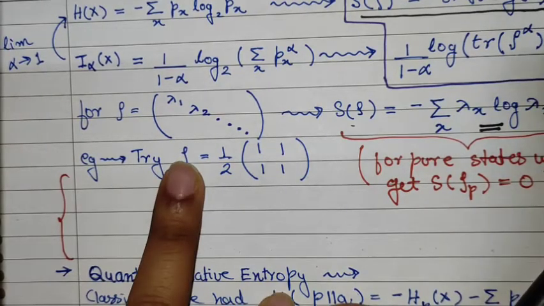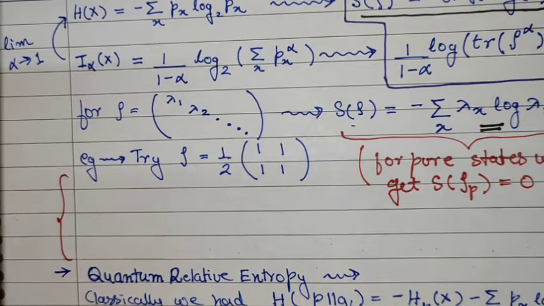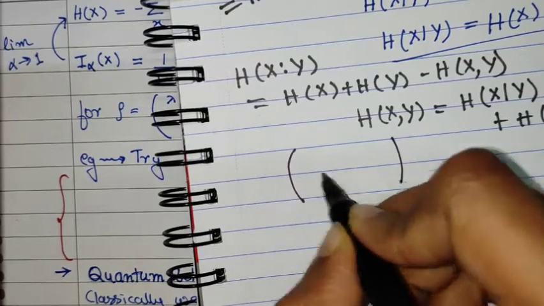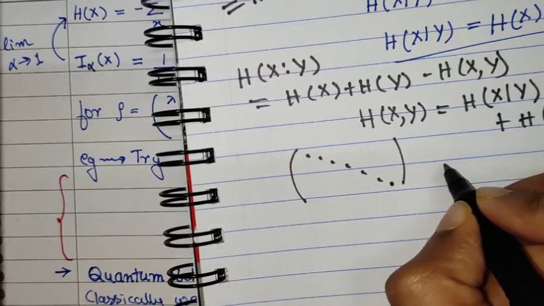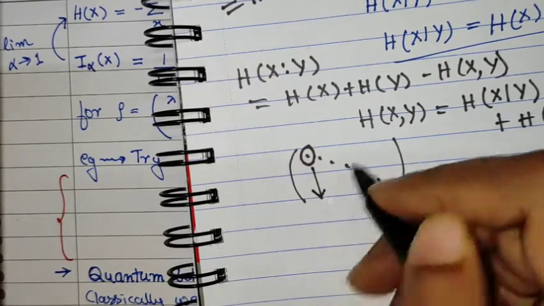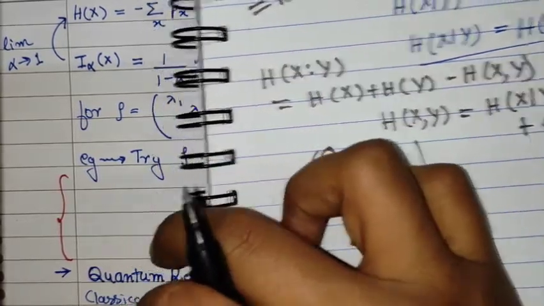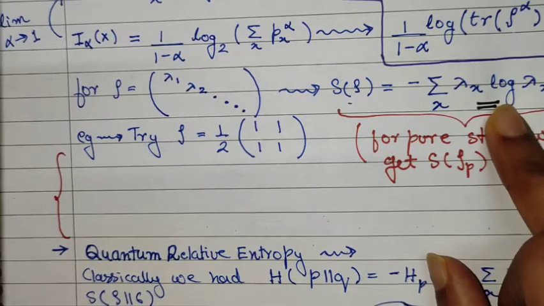So in other words, if rho is only a diagonal matrix, and these are the diagonal entries of rho, then we see that these diagonal values are actually the corresponding probabilities that go inside the Shannon entropy. So in that sense we get this result.